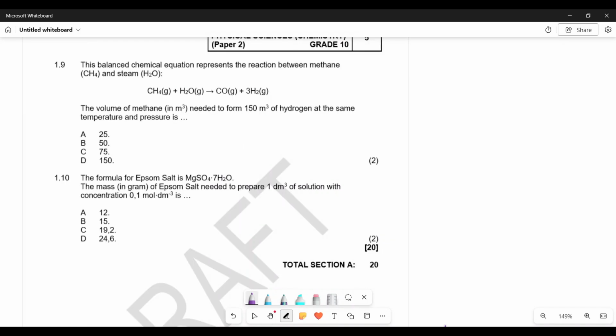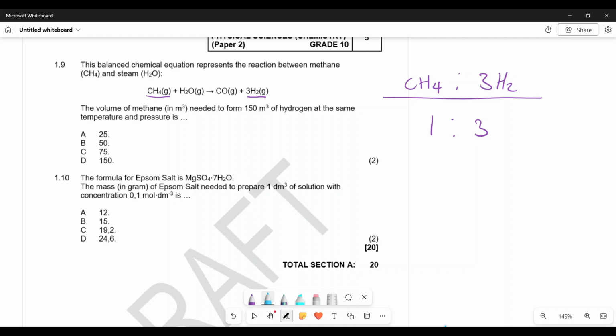Now, always to answer these type of questions, you need to take into consideration your ratios. Here, the volume of methane, right? So this is our methane in meters cubed needed to form 150 meter cubed of hydrogen at the same temperature and pressure. So this is our hydrogen. Now, what is the ratio between your methane as well as your hydrogen? The ratio between these two is 1:3, right?